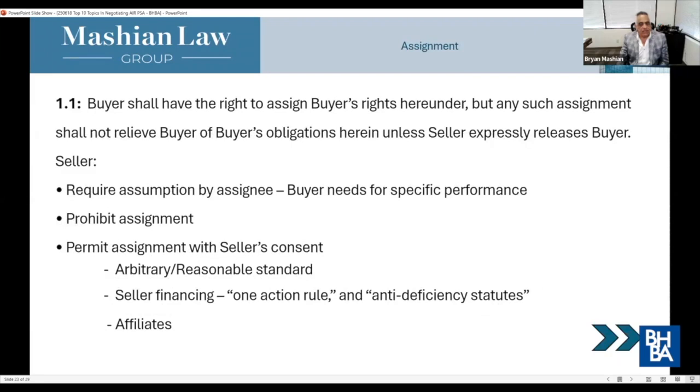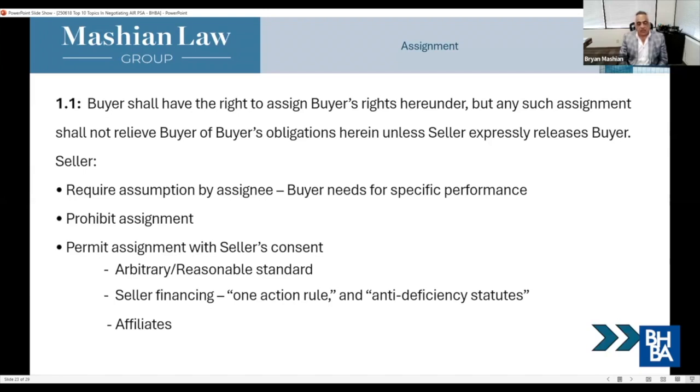Let me go on to the next topic, the assignment. This is section 1.1. Our contract is very, very favorable to the buyer. Basically, it gives the buyer the right to assign the contract. It doesn't release the buyer. The sentence in the contract is basically declarative of existing law. In other words, contracts are assignable and the assignor is not released.